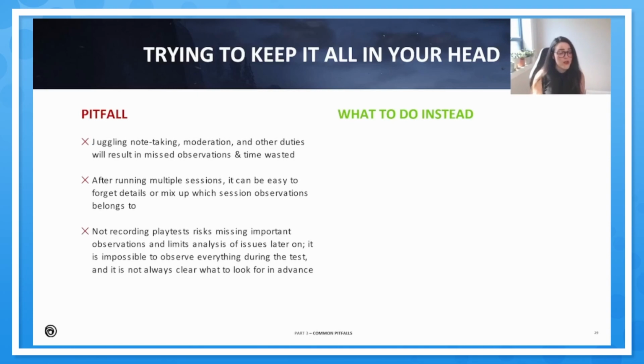Lastly, not recording playtests risks that you're going to miss out on important observations that you originally missed during the playtest. This is going to limit your analysis later on because it's impossible to observe everything going on during the playtest and make note of it. So it's really handy to have those recordings there so you can go back and take a second look, especially because it's not always clear what you're looking for in advance.